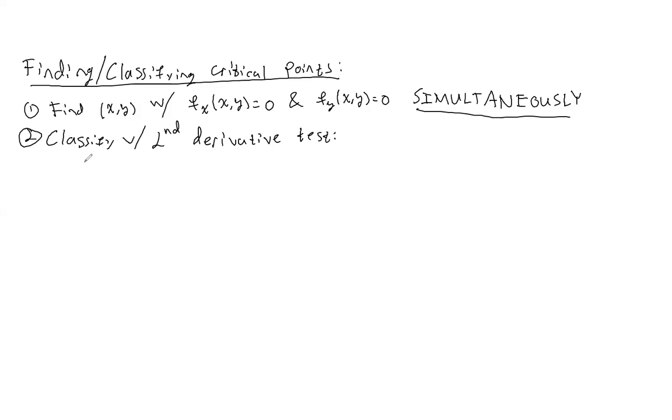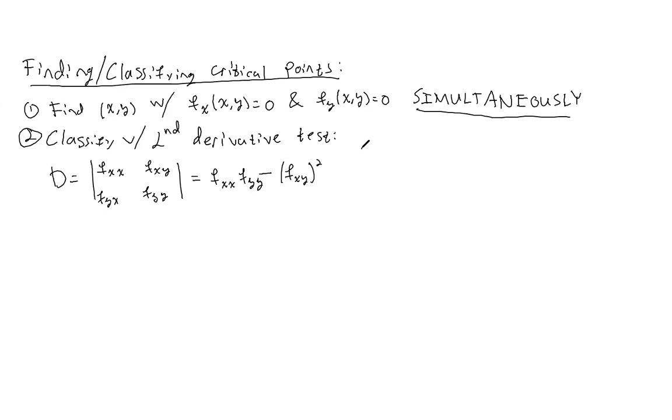And the second derivative test, to remind everyone, you define this new object called the Hessian matrix, or the Hessian determinant, which is fxx, fxy, fyx. Again, those are usually the same thing, fyy, which in other words becomes fxx times fyy minus fxy squared.